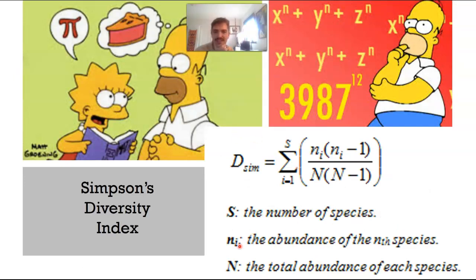So it's basically the number of species and the abundance of the nth species, the number of species, over the total abundance of each species. So, yeah. We will go over this further, but this is just the beginning of how we calculate how diverse these species are. Don't freak out about this. We're going to go into it more.